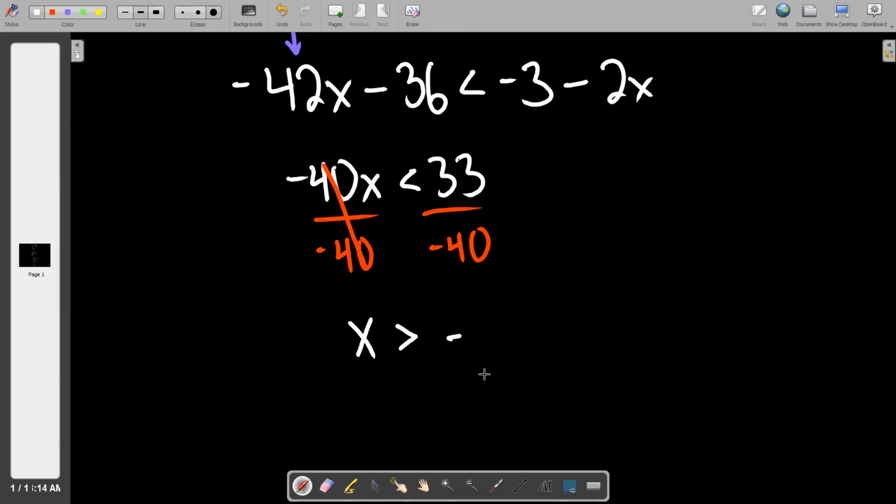And can I reduce 33 and 40? Nope. The only numbers that would reduce a 33 are a 3 and an 11, and of course a 33, and none of them go into 40. So that tells us you are what you are. Like that. You guys have any questions? This is just kind of putting it all together right here.